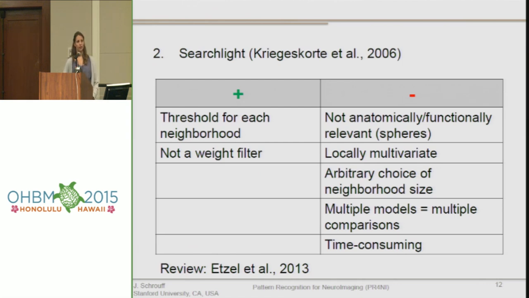However, these are spheres, so it is not anatomically or functionally relevant. It is also locally multivariate because you are just using a few neighboring voxels to make your prediction. So if some of you are interested in networks, for example, then you will probably not be able to identify any of those. It's the user's choice to define the neighborhood size, and it influences the results. You end up with, of course, one model per neighborhood, which means a multiple comparison problem that you need to correct for. And it can be pretty time-consuming because you need to build one model for each neighborhood.